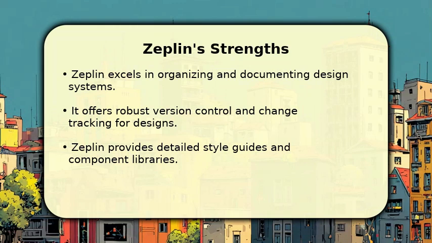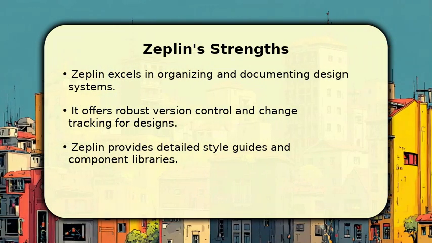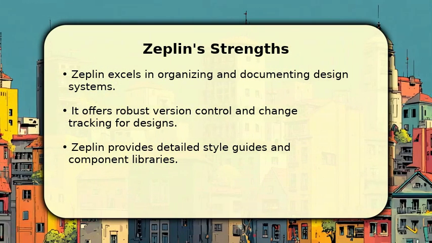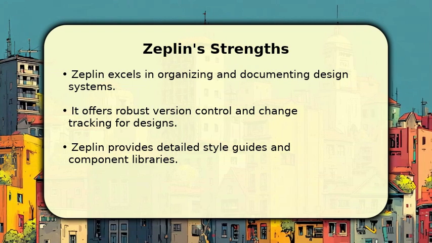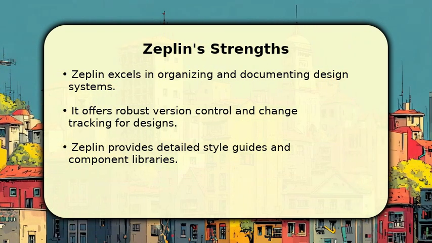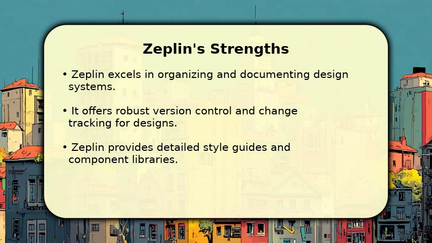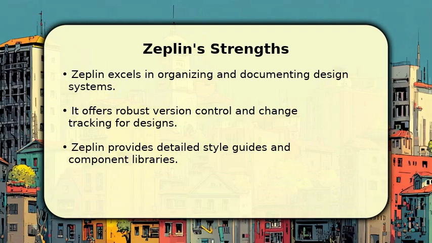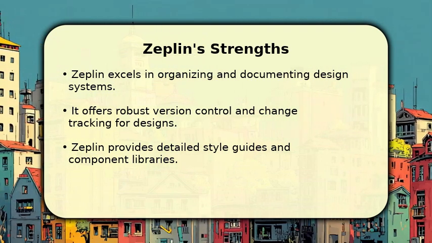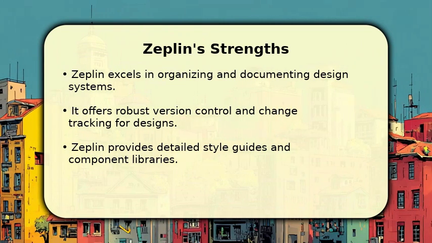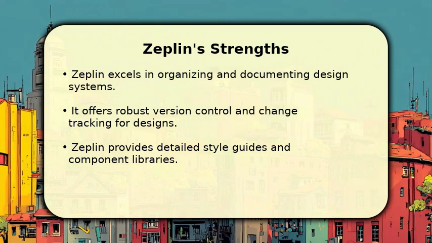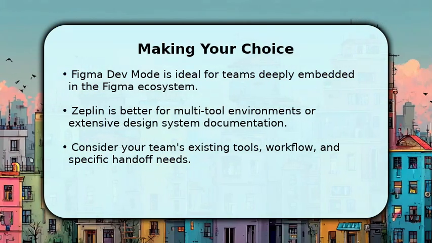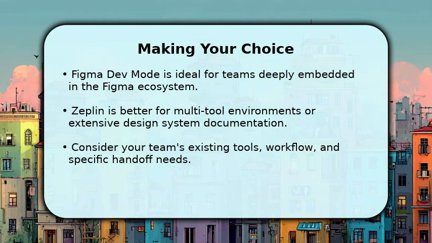Zeplin shines as a dedicated handoff and collaboration platform. It provides comprehensive organization for design systems, including detailed style guides, component libraries, and robust version control. Zeplin's strength lies in its ability to centralize design documentation, making it easy for developers to find exactly what they need. It also integrates with multiple design tools, offering flexibility for teams using diverse software and ensuring a consistent handoff experience across different projects.